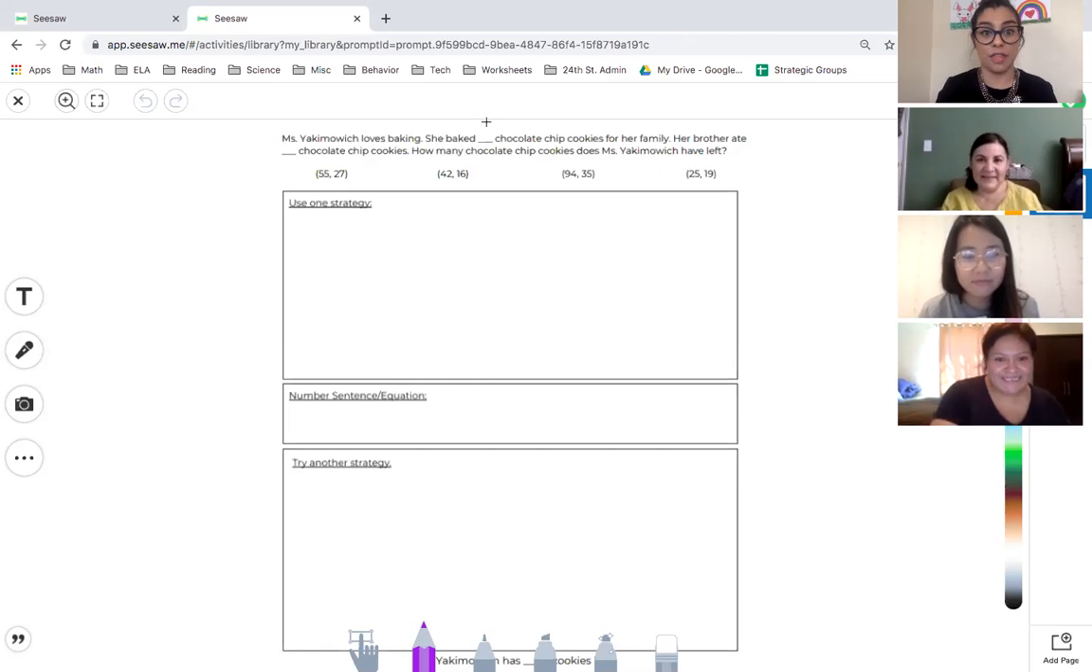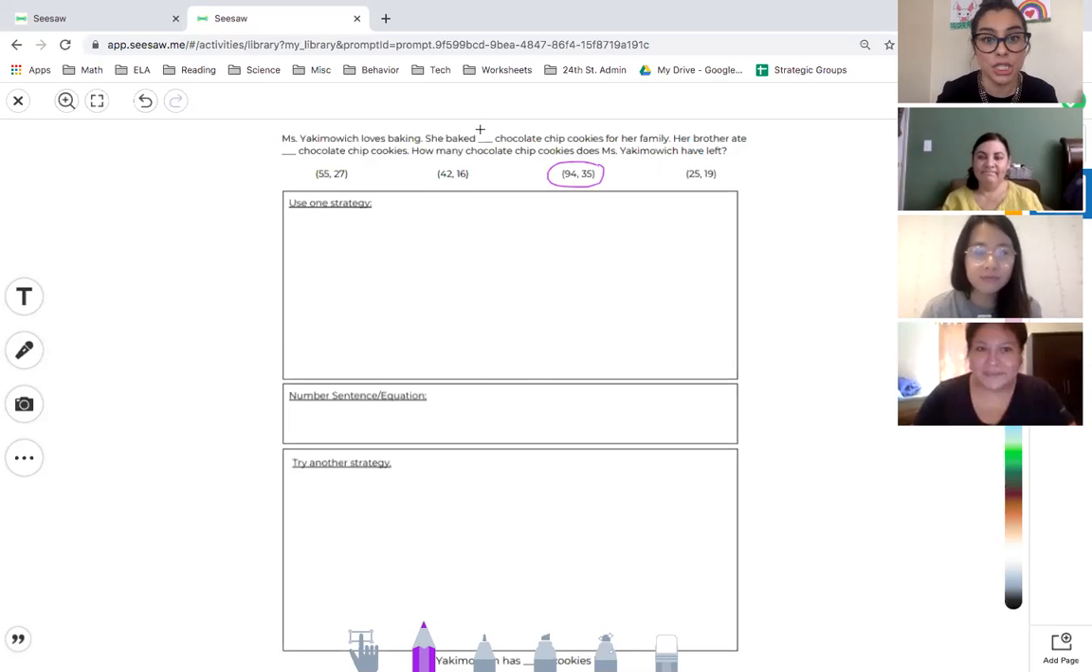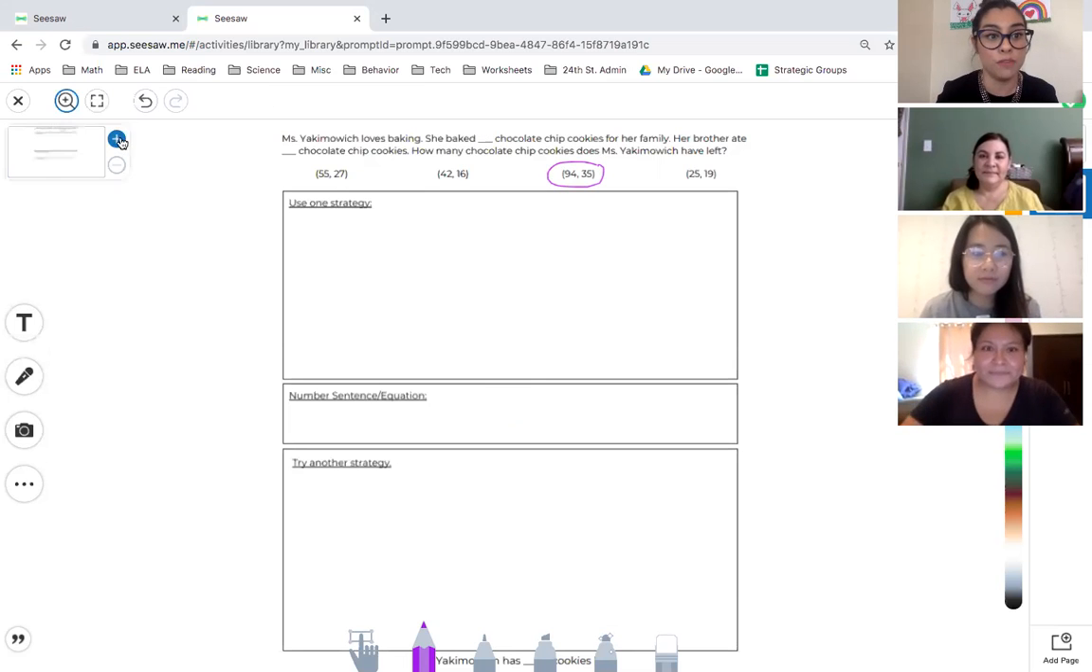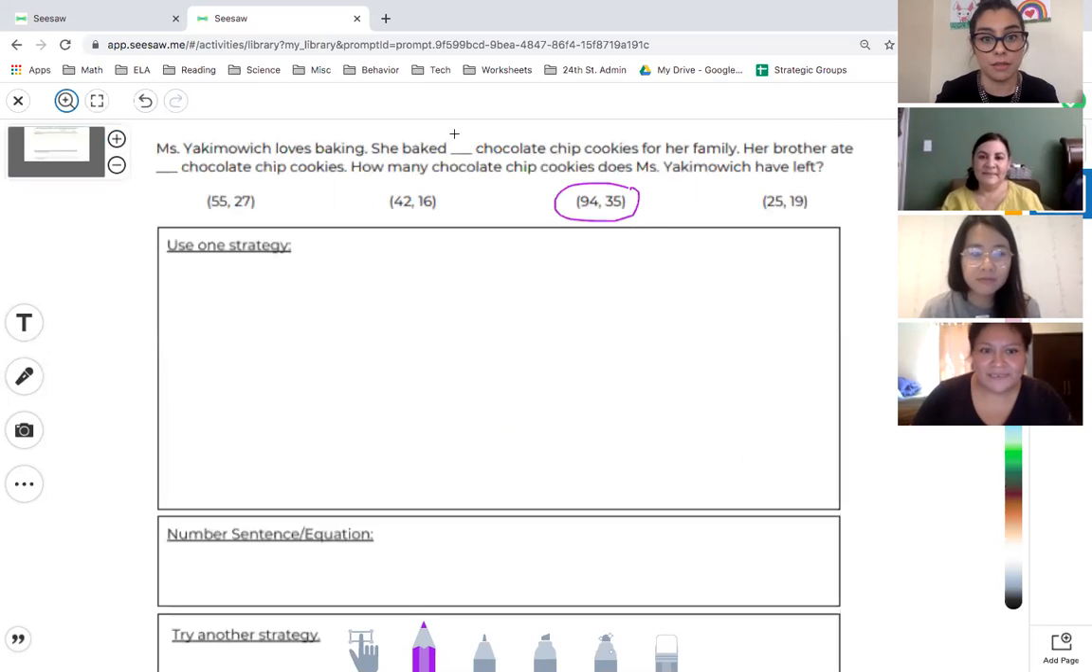94 and 35. And I realized that this pencil is actually a lot thinner, so it helps. It's a lot smaller, so you can use that for precision. And then remember, you can use the zoom feature on Seesaw to get to those tough spots. 94 and 35. All right, Miss T, can you read that problem again for us?